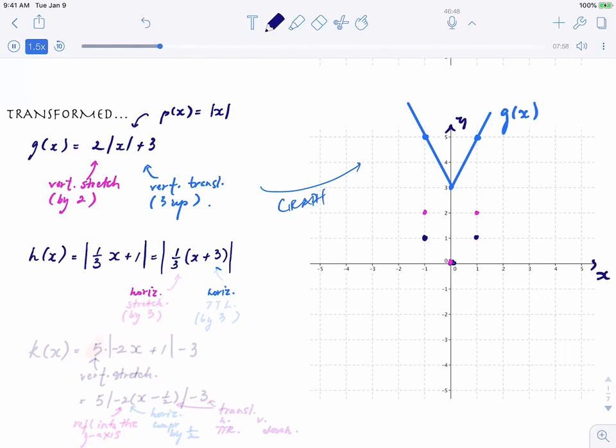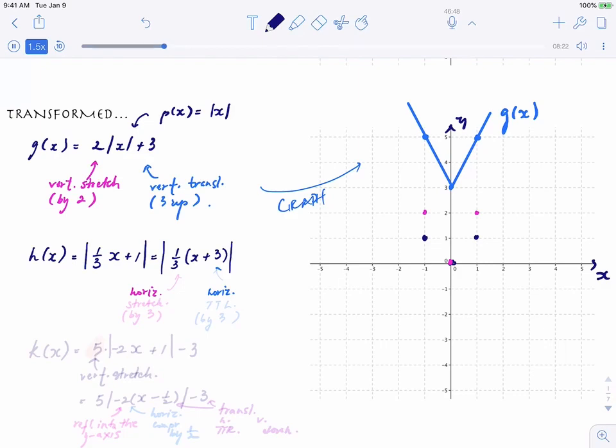Sorry? So why is it 1 over 3 horizontal? Because it's within the absolute value. So the one that changes is the x value, not the y. So when you see a number outside the absolute value, then it's the y converting to a larger or smaller. Okay, and we'll do one where we have both, just so you can see the difference.